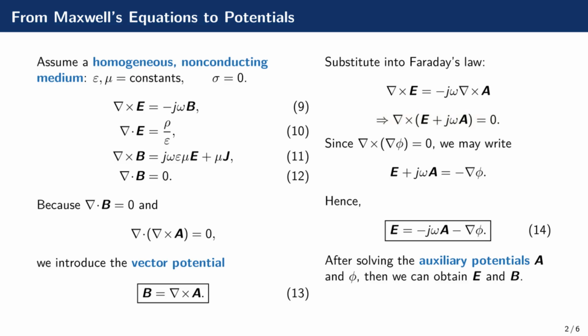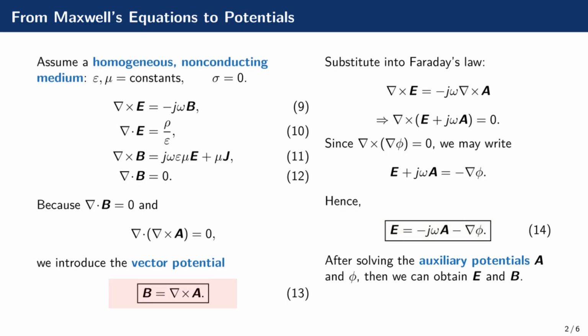Now we use another identity. The curl of the gradient of any scalar field is always 0. Therefore, E plus j omega A can be written as the negative gradient of a scalar potential phi. This negative sign is simply a convention. So we obtain E equals minus j omega A minus the gradient of phi.